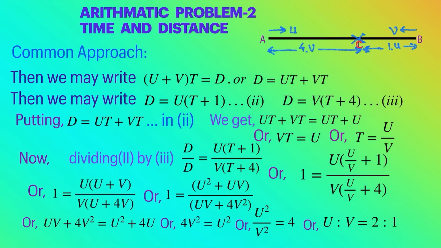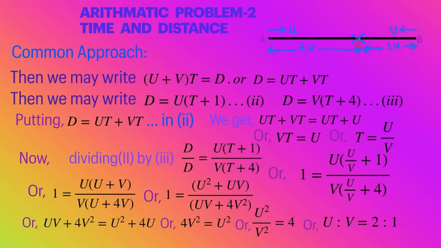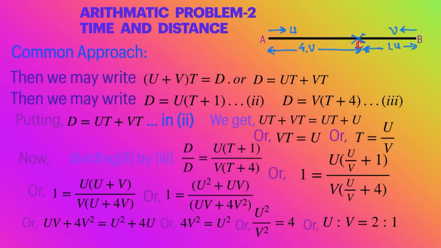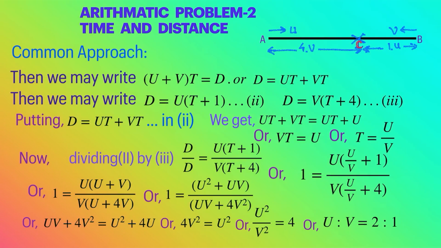So this is the solution, because we have to find the ratio of these two racers, the first man and the second man, and so u is to v equal to 2 is to 1 is the solution, and this is the common or usual approach.